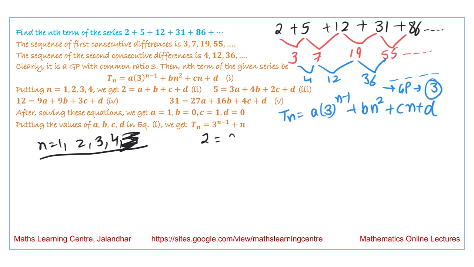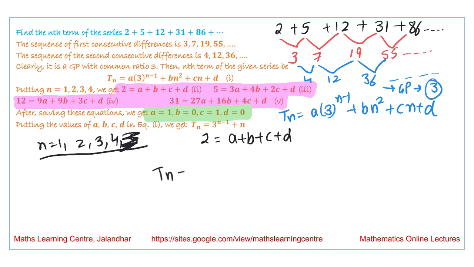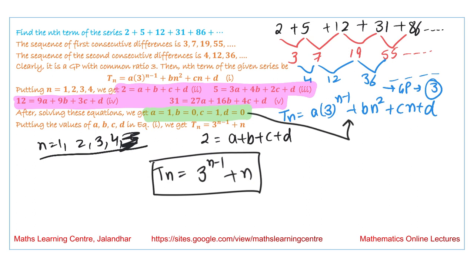First is 2 is equal to a plus b plus c plus d. These are the equations mentioned over here. You can substitute these values and check whether you are getting these equations or not. And when you solve these equations, you will obtain the values of a, b, c, d. So we can write the general term over here. The value of Tn is 3 raised to the power n minus 1 plus n. We substitute the values of a, b, c, d in this equation and we will obtain this general term over here.